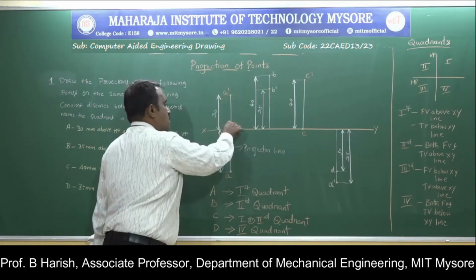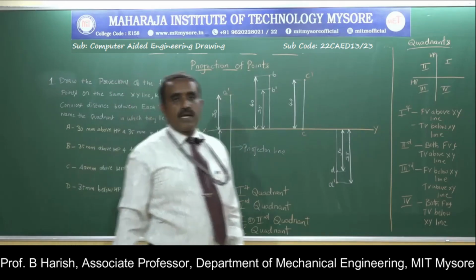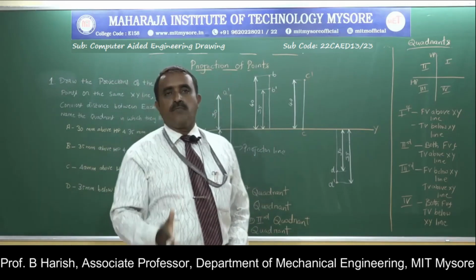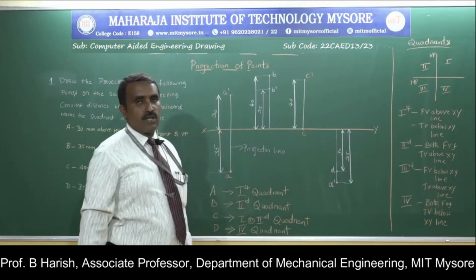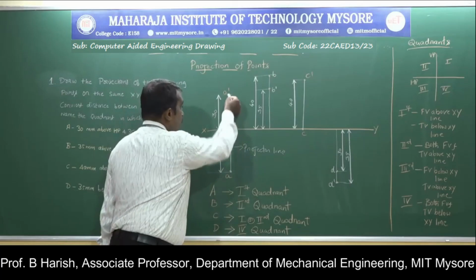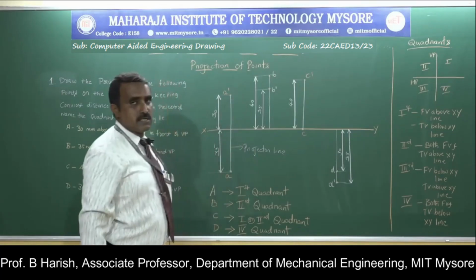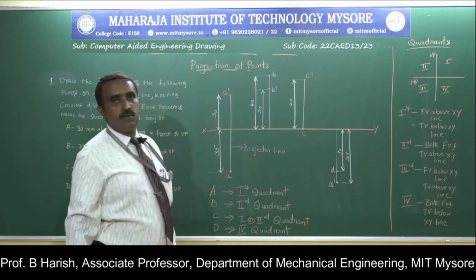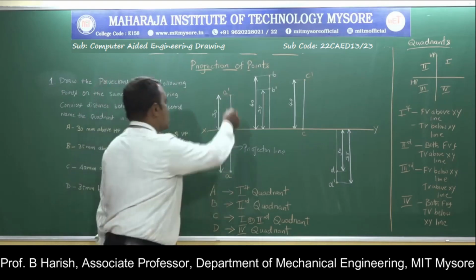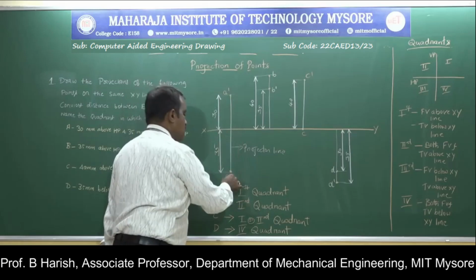So measure a distance of 30 mm above. One more thing to note is that the front view and top view will always be in line when you draw the projections. From here you measure 30, then below, you measure a distance of 35 mm. So draw the point position there. So the projections of point A are here and here.